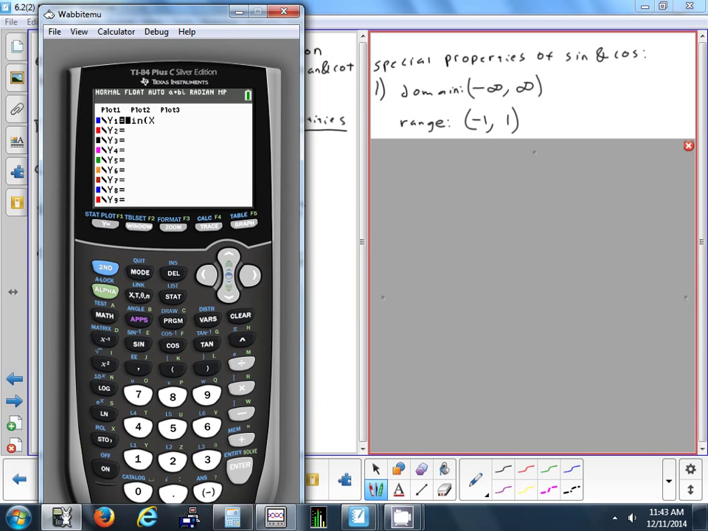In other words, you can plug anything you want in for x. You can take the sine of any angle you can think of. It can be in the millions. It can be negative 2,000. You can take the sine of any angle. But notice the range. It doesn't go up and down forever. And the reason for that connects in with the unit circle.